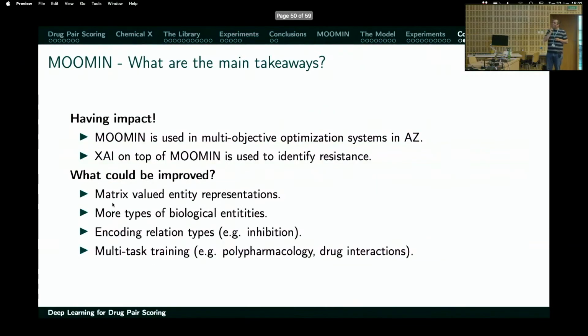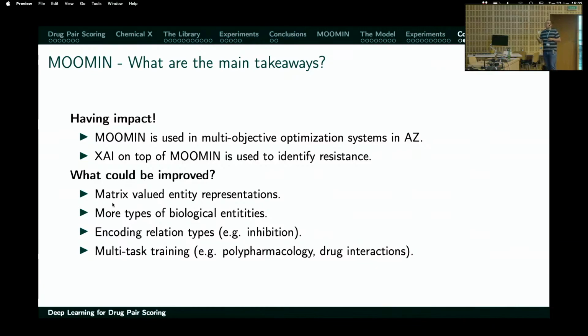So yeah, the conclusions of this is that Mumin is used in some of the AstraZeneca multi-objective optimization systems, again, for hematological cancers. We designed a very simple SHAP-based scheme to approximate the relevance of proteins that participate in driving some sort of resistance. And there are a lot of other things that you could do.